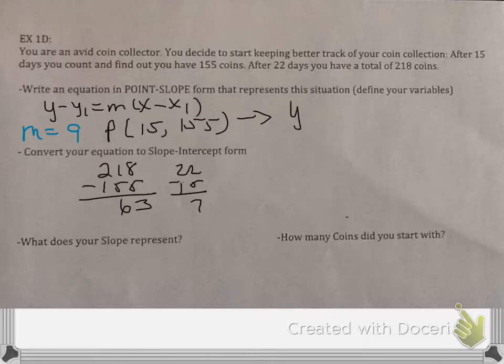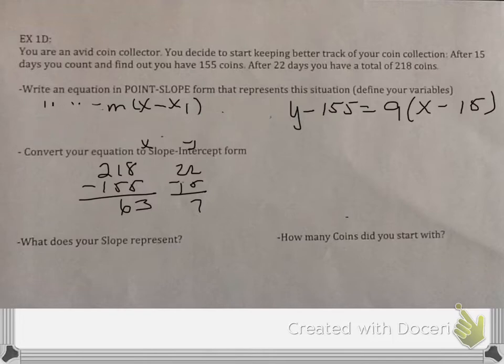Remember, this is your x, this is your y. y minus 155 equals 9 times x minus 15. There's my point slope form, just like it asked. I'm going to erase this part because it also asks us to define our variables. Let's put x is days and y equals coins.